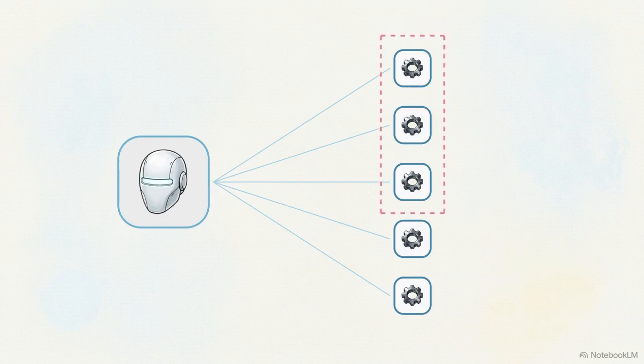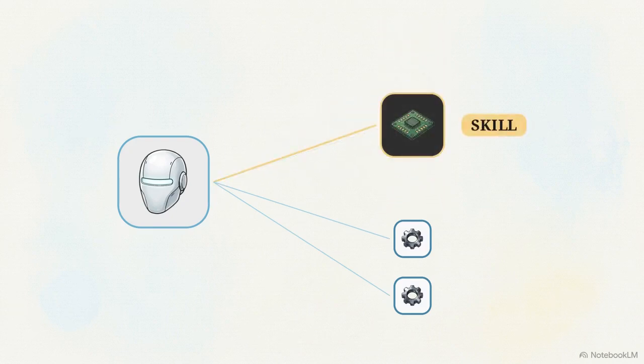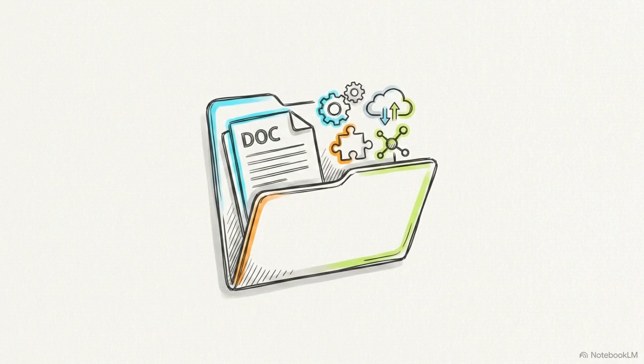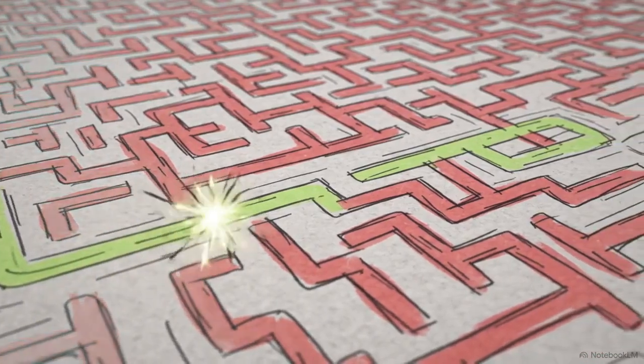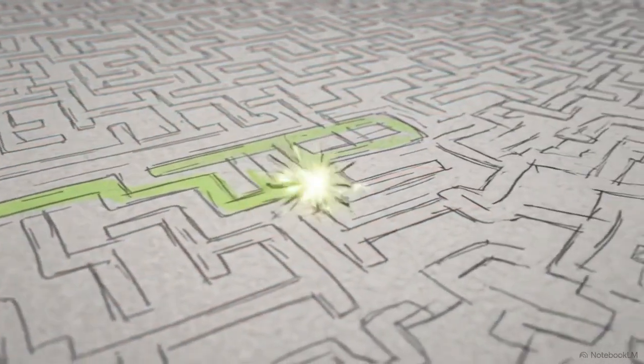Moving to the Skills section, we find a structural upgrade. Skills are packaged, reusable behaviors designed for specific tasks. A skill bundles isolated instructions together with a specific subset of tools. This prevents the agent from stalling or hallucinating when presented with too many distinct operational pathways at once.